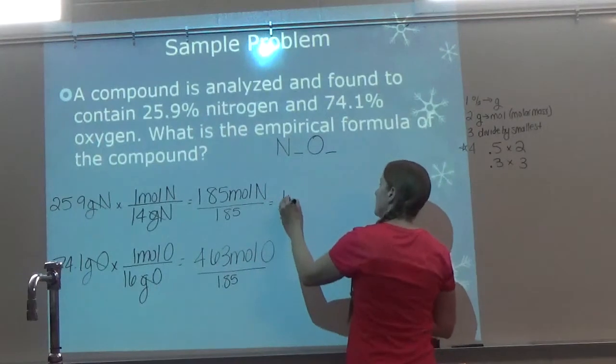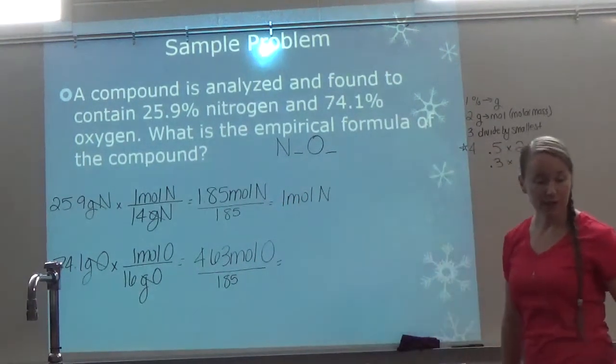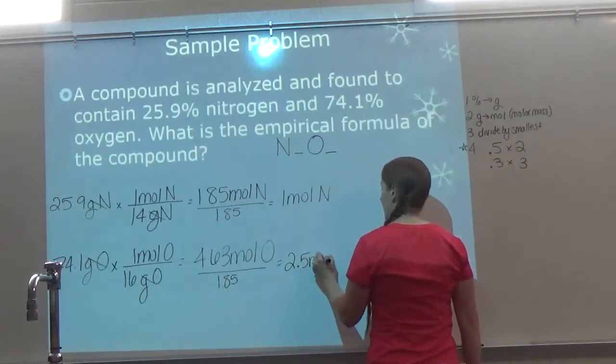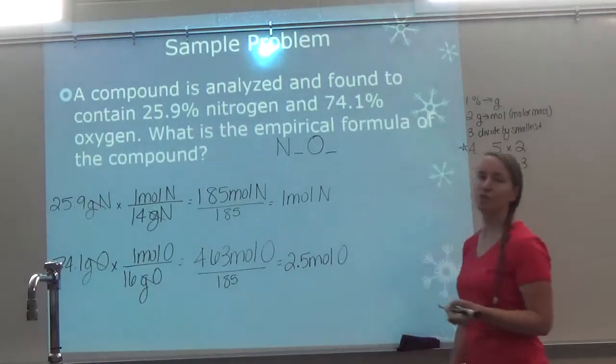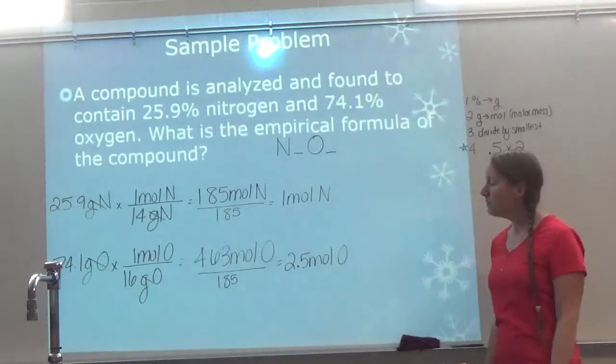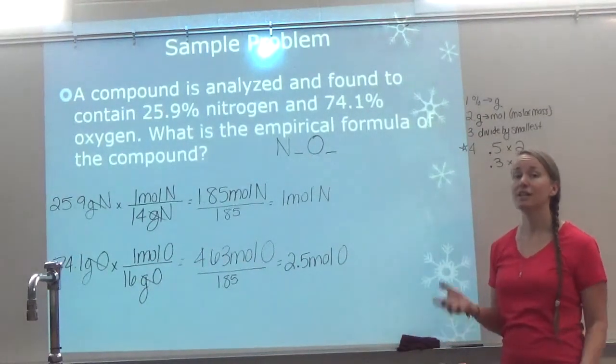When I do that, this obviously gives me 1. But this one, when I divide, gives me 2.5. Now, I know that you are tempted to just round that to 3. Why wouldn't we just round it to 3? Remember, this means that our assumption that the lowest subscript is going to be 1 is wrong.